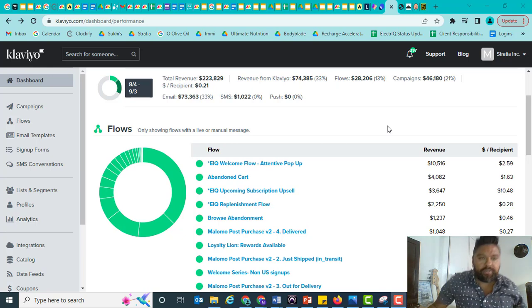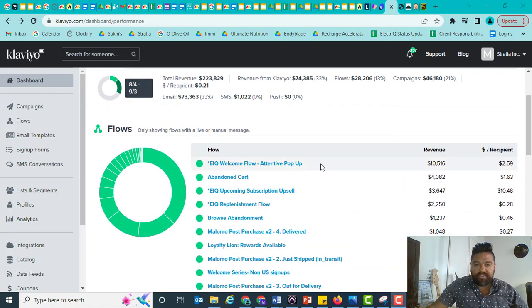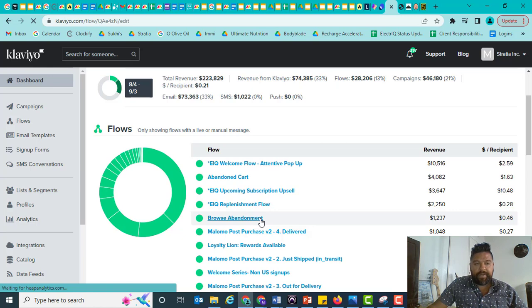Today we are going to be taking a look at a browse abandonment flow. Essentially, it's when a person that was on your website leaves your website, and then based on that, they get an email. So let's take a look at it and see exactly how it functions.